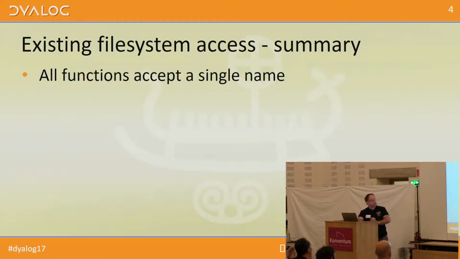All of those functions accept a single name. There was some debate about that at the time we developed them. I think the biggest reason for that was simply that if we worked on multiple files or directories and something went wrong halfway through, we weren't too sure whether we should try and roll back or not.